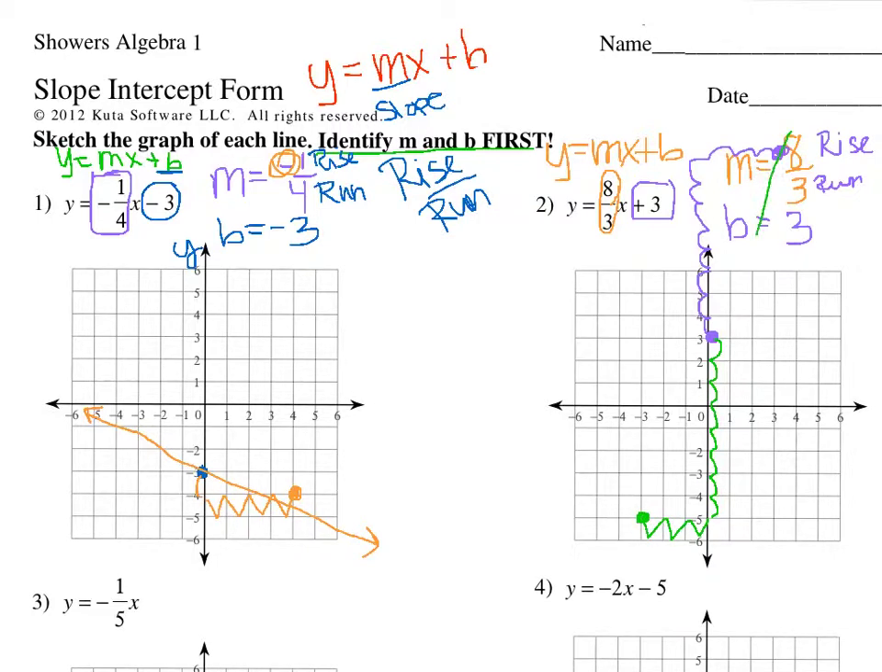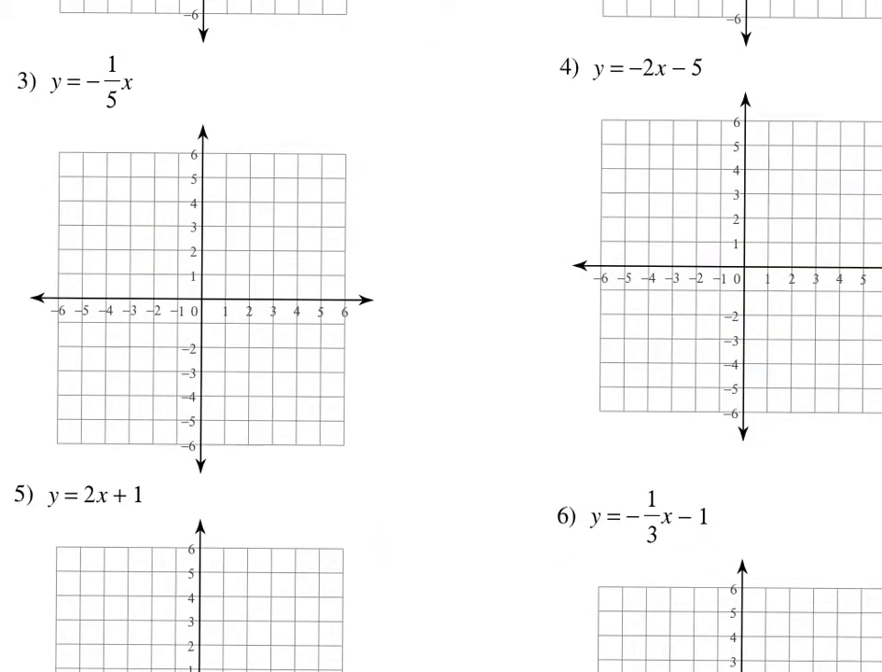3 dots are always better than 2. I can connect them and draw my line. Notice I had a positive slope to begin with, and this is a positive line. That's a good sign. Okay, let's go on and look at the next one.